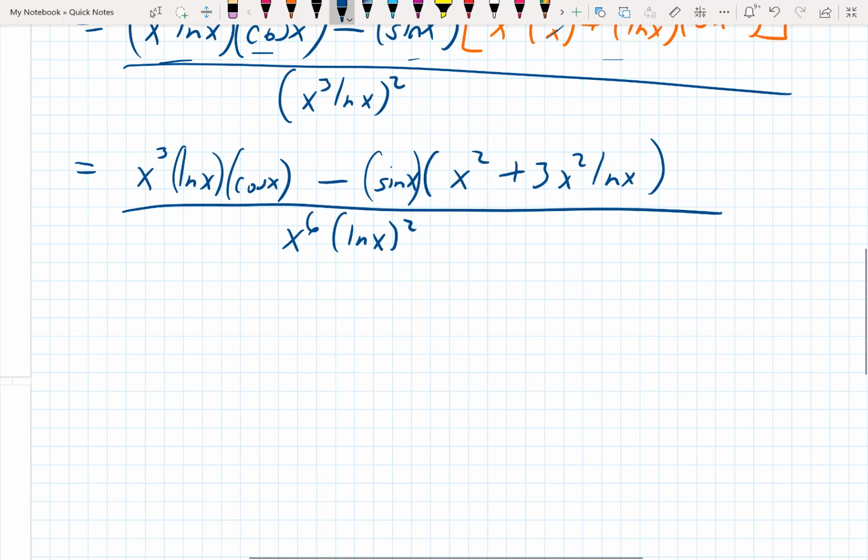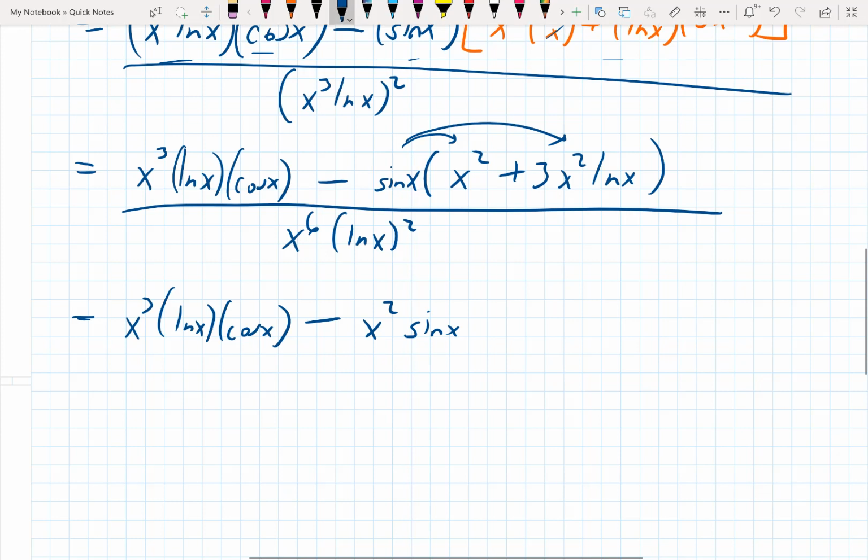So you always kind of look for common factors when you're doing this. If I could pull anything out right away, I would. I'm tempted to pull out an x squared now, but maybe I'll walk it through a little slower just so we don't get lost. So I'm going to actually distribute the sign. So minus x squared sine x. I'm actually distributing a negative sign. So minus x squared sine x minus 3x squared ln x sine x.